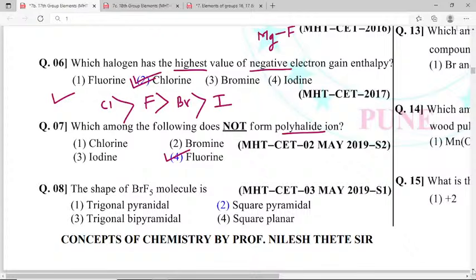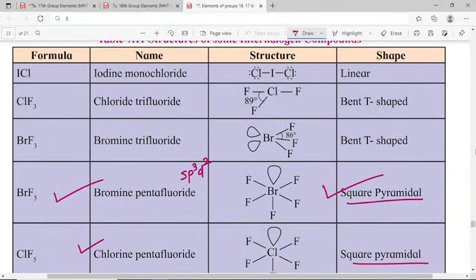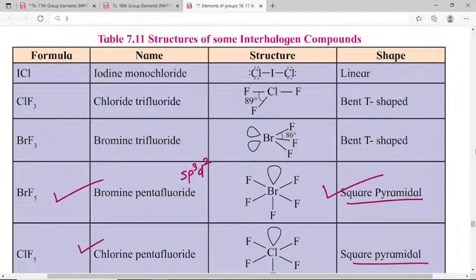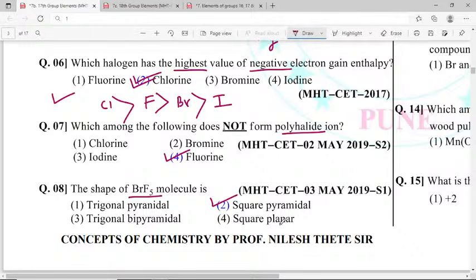Clear? The shape of BrF5, same type of question repeats in your exam. Square pyramidal, BrF5, square pyramidal. Okay, please mention it in your textbook. Yes, all PYQs from 2021 to 2025 are very important for your upcoming 2026 exam.